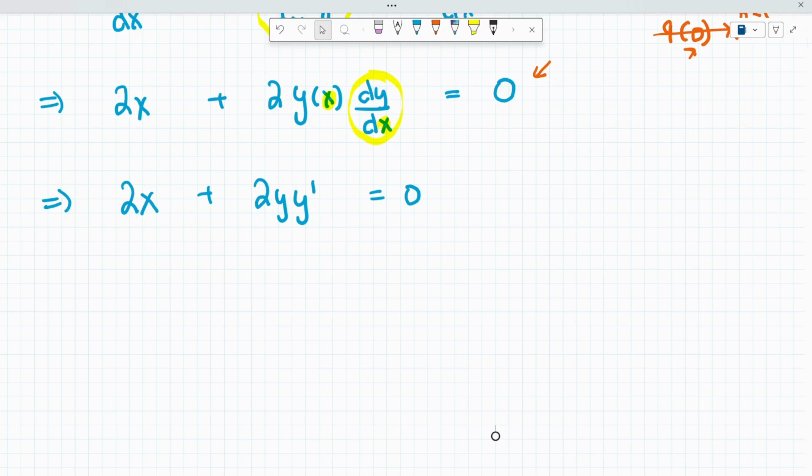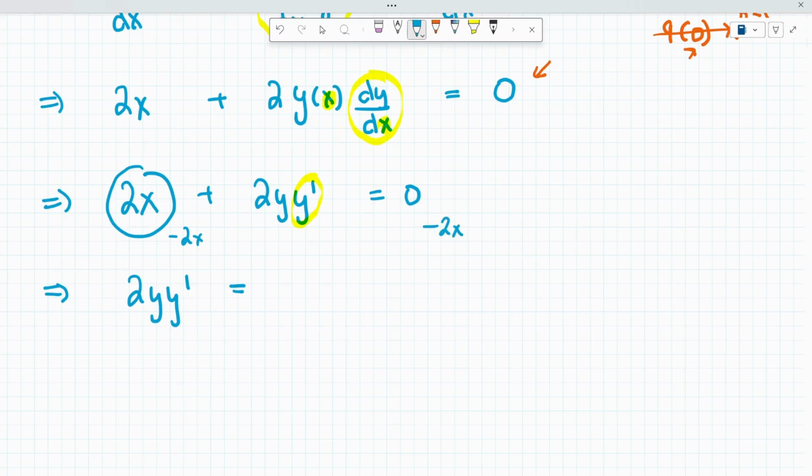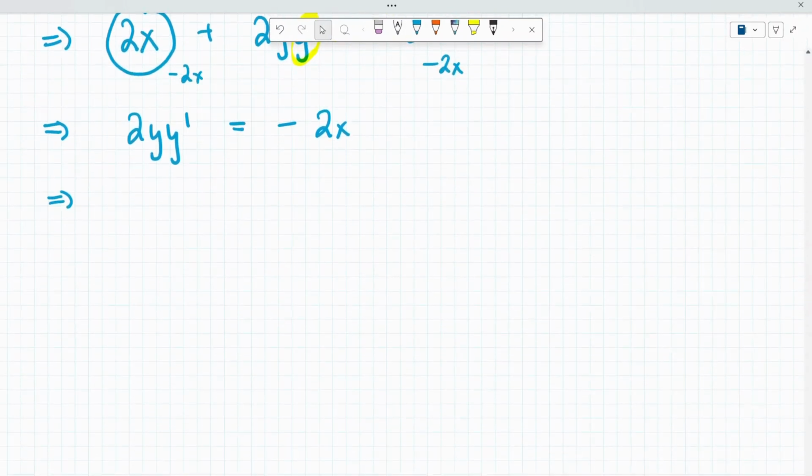Now that we have this, we want to isolate for which term? Well, we want to isolate for this term that I've just highlighted. So let's go ahead and do some algebra. We have 2y y prime, and then we're going to take this guy and subtract it from both sides of the equation. So now we have the right-hand side of the equation equals negative 2x. As a next step, we can then divide both sides of the equation by 2.